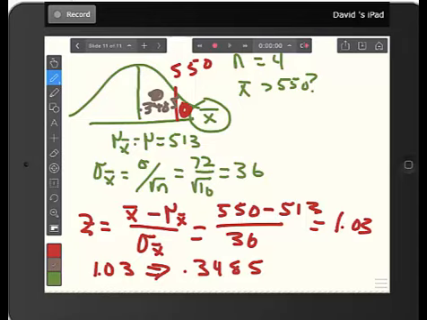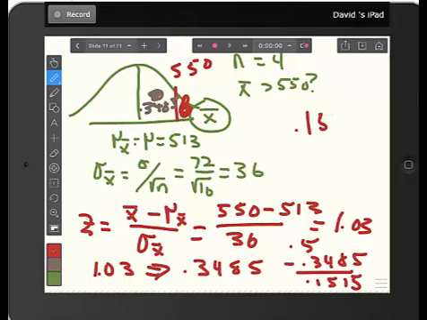And so the area that we're interested in, that we have shaded over here, above 550, is going to be 0.5 minus 0.3485, or 0.1515. And that'll be the answer to that.